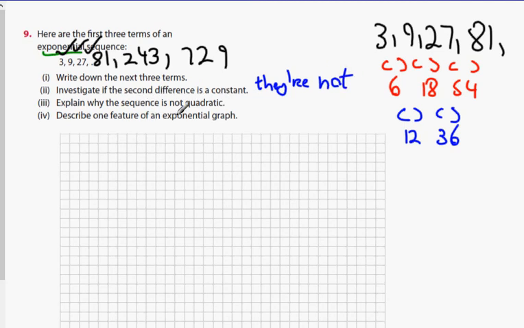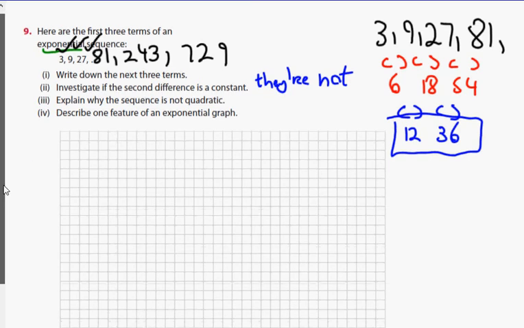Explain why the sequence is not quadratic. Oh, sorry, why is the sequence not quadratic? The second differences aren't constant. Describe one feature of an exponential graph.